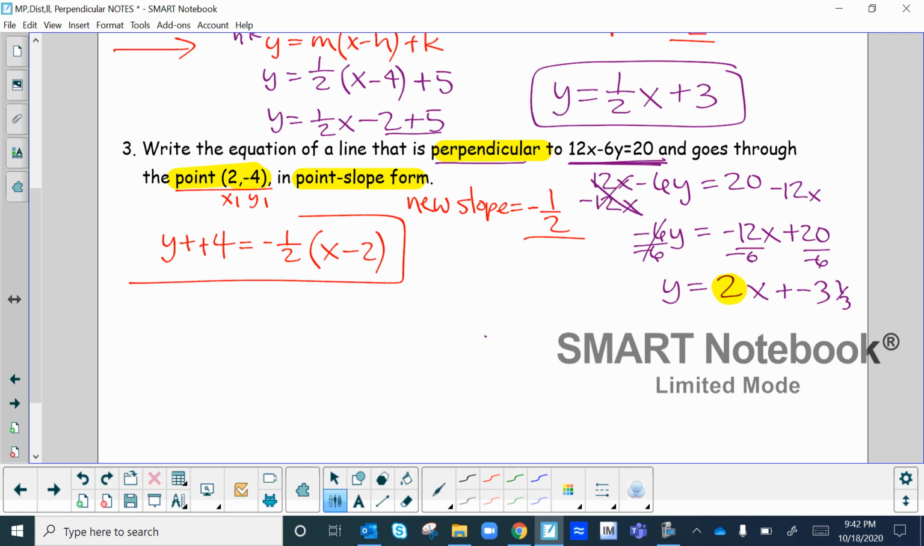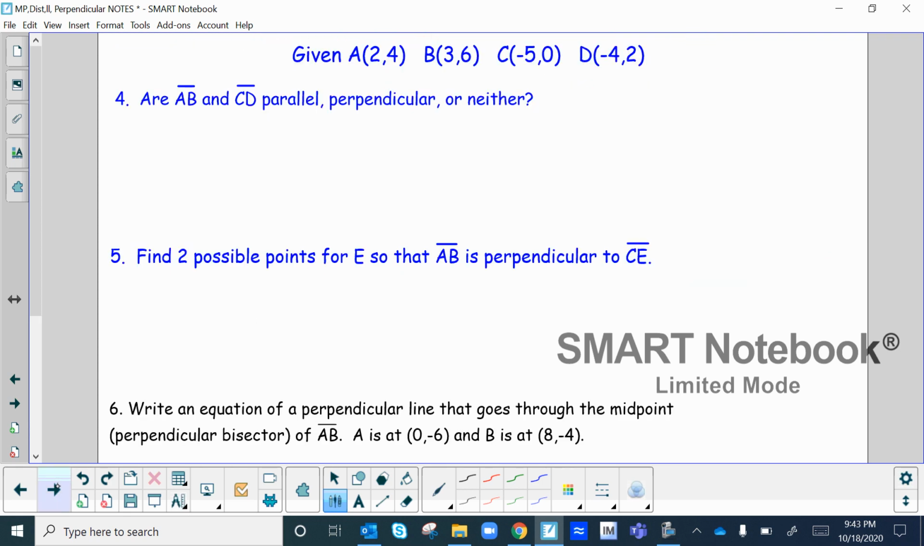And guys, this right here is point slope formula. Remember, I get to leave it in point slope formula. And you just stop right there, okay? So it'll be y plus 4 equals negative 1/2 times x minus 2. This is point slope form. Okay, so that's point slope form. All right, so these are 3 good practice problems on writing equations. Let's see how we can see it in a different format.